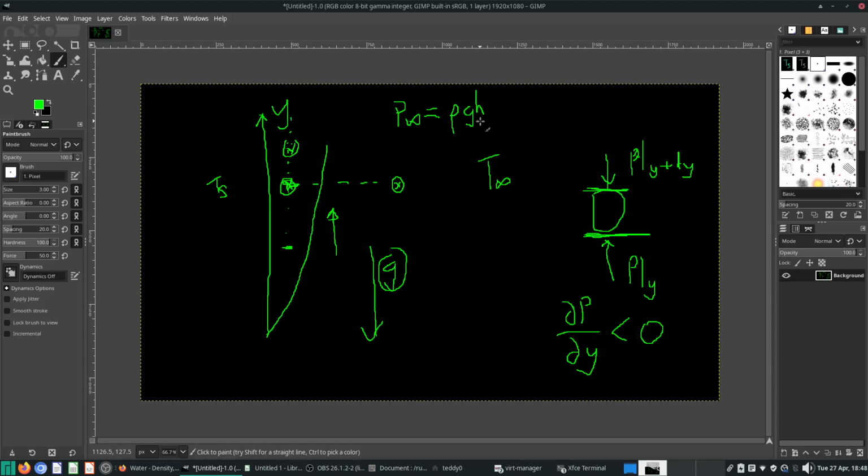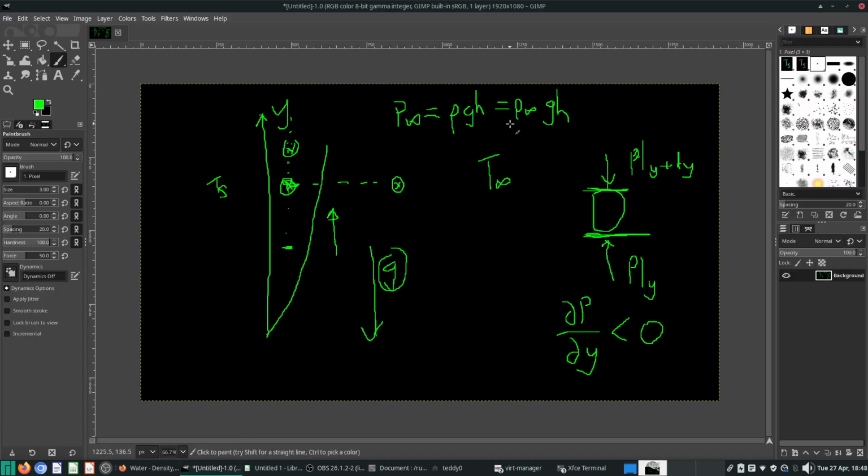Okay, so what is rho and g? This rho will actually be the free stream density. G is just G. H is this whole distance here, all the way from the top, wherever the top is. So where is this top?